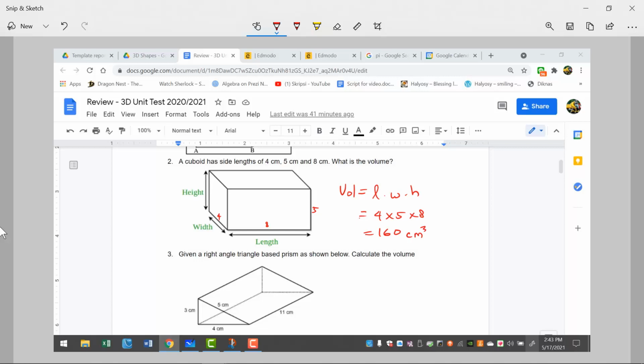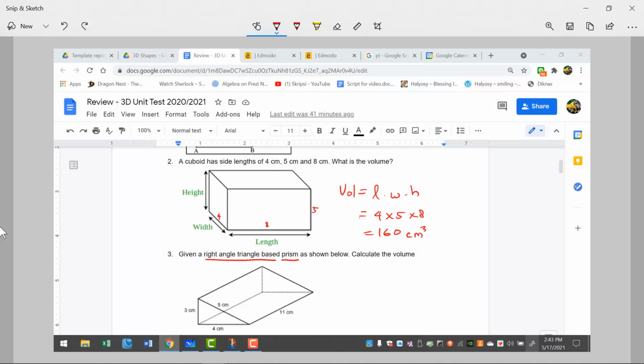Okay, so the next one is number 3. It's given a right angle triangle base prism, as shown below. Calculate the volume. So this is what you need to understand: it says a right angle triangle base, and then it says prism. You know that a prism has the same shape for the base and the top. But it's not always on the top. When I call it the base, it doesn't always mean it's on the bottom, right? If you see the image in here, it doesn't mean that this is the base. What you need to see is that the shapes are the same, and those are the base and the top.